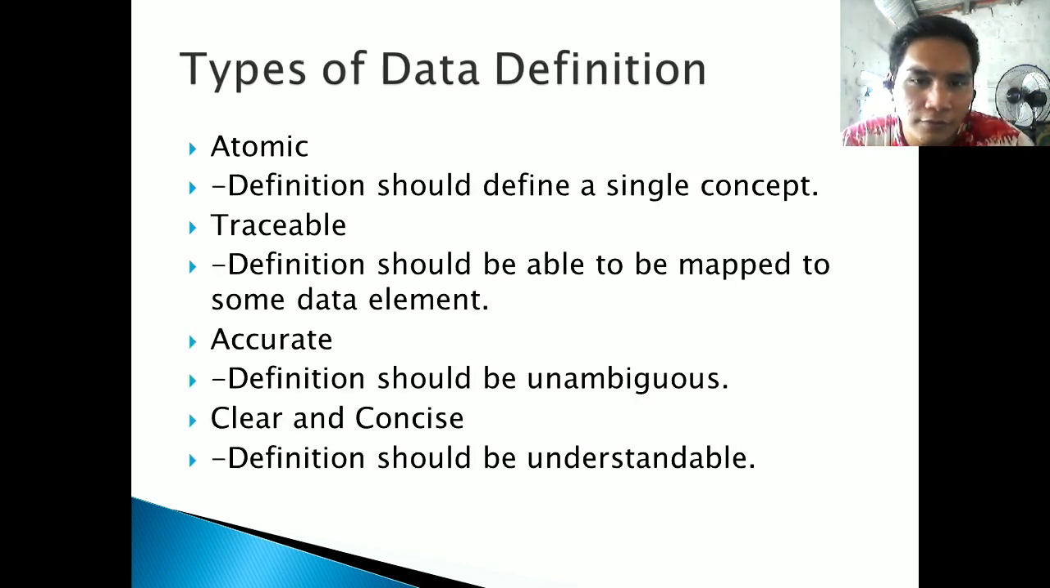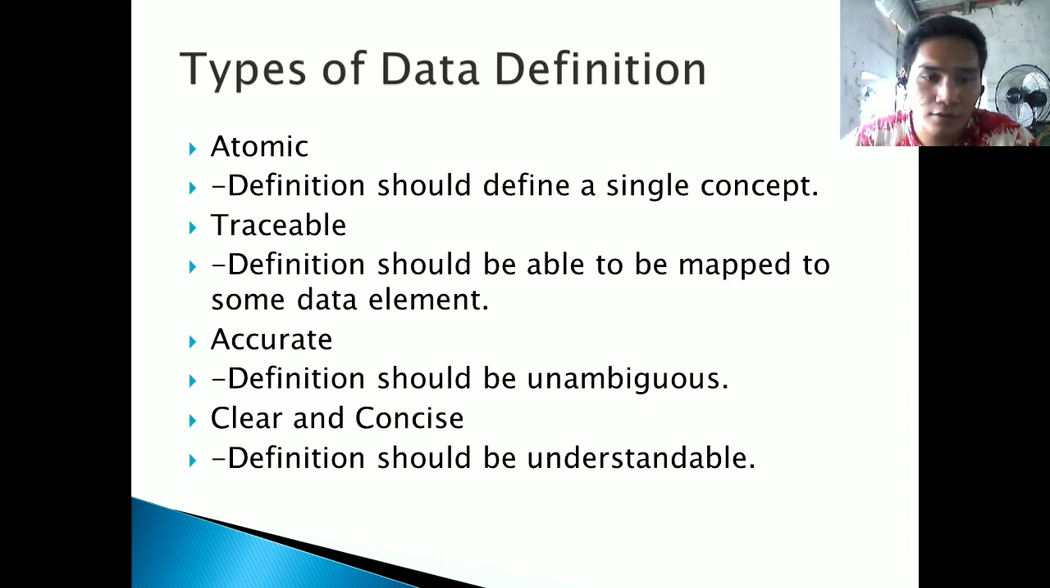Atomic should define a single concept. This should be focused on only one type of thing. Traceable: the definition should be able to be mapped to some data element. In easy words, it needs to be found easily. Accurate: the definition should not be ambiguous. It means no other meanings; the definition must be exact.